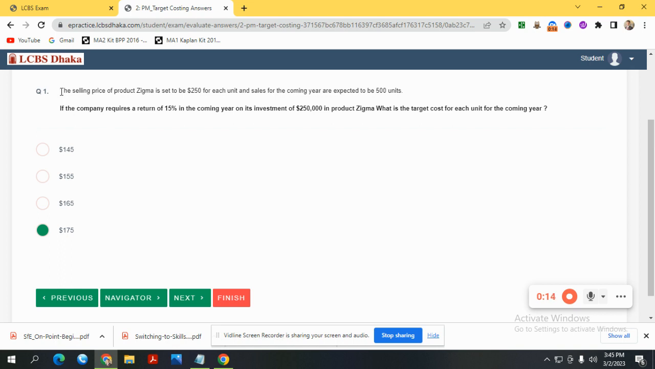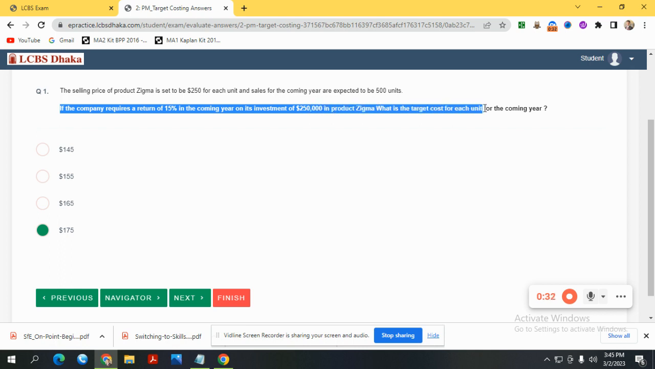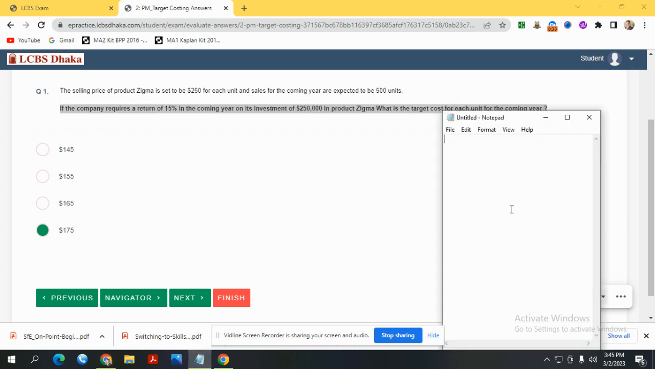So the first question is: the selling price of a product Sigma is set to be $250 for each unit, and sales for the coming year are expected to be 500 units. If the company wants a return of 15% in the coming year on its investment of 250,000 in product Sigma, what is the target cost for each unit for the coming year? So basically they're looking for the target cost. So how do we do this?